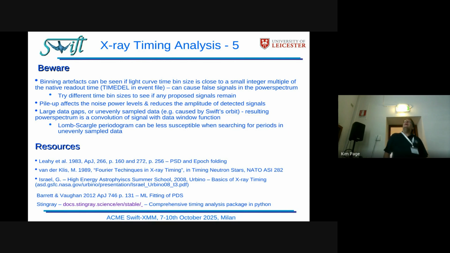So Kim mentioned pileup earlier, and for this particular snapshot of window timing data, it was not piled up. The count rate was below 100 counts per second, so it was fine. But when you have pileup, it can do two things. It can affect the noise power levels, and it can reduce the amplitude of detected signals. So there's a trade-off here. You can do the annular extraction to remove the core of the PSF, which would then give you a pileup-free data set, but you may not be as sensitive. You won't have as many counts in the likelihood, which can make your search not as sensitive to detecting the signal. So there's always a trade-off to be done here.